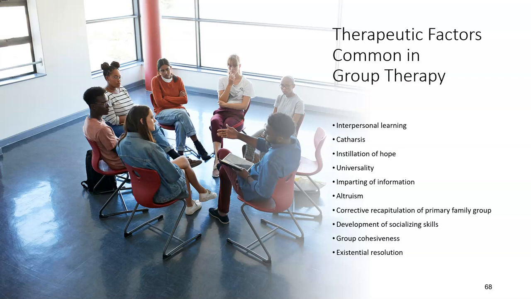Imparting of information, just sharing, getting stuff, learning, teaching, maybe by the group member, maybe by others. Altruism is helping someone. When we say helping someone, the 12th step of AA is, hey, you know what? I have done all of this. Now am I going to go and spread this message? I'm going to help other people who need it. And that's a really big altruism.